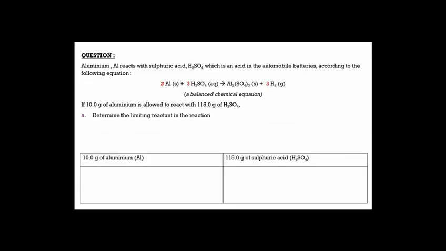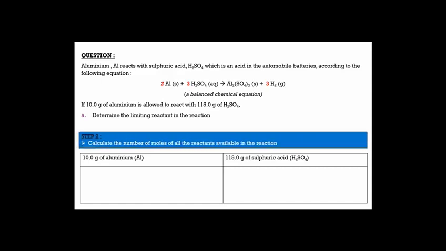After we obtain a balanced chemical equation, we can move on to the second step, which is to calculate the number of moles of the reactants that are available in the reaction. In our question here, aluminium and sulfuric acid are our reactants. They give you 10 grams of aluminium and 115 grams of sulfuric acid in the reaction chamber.